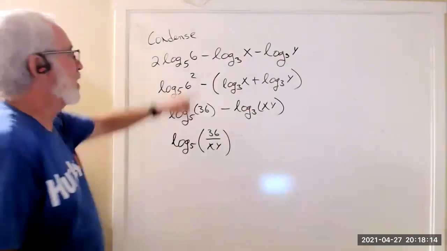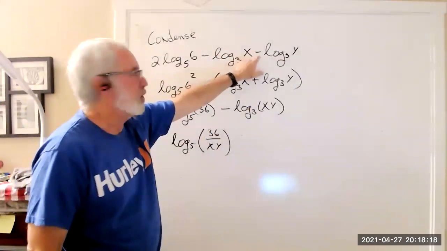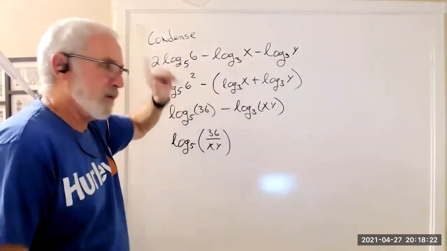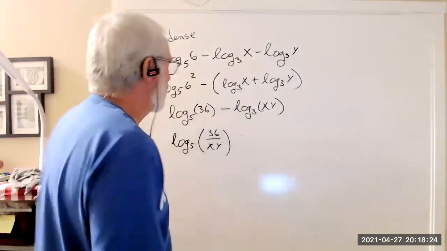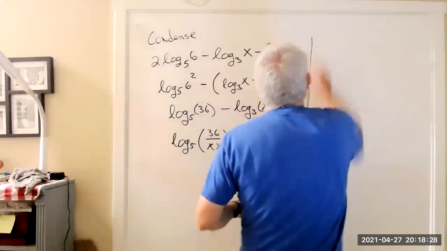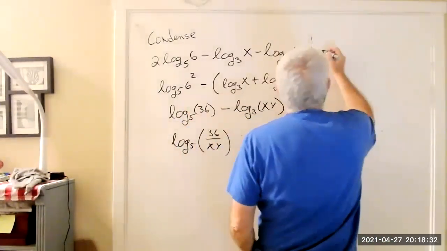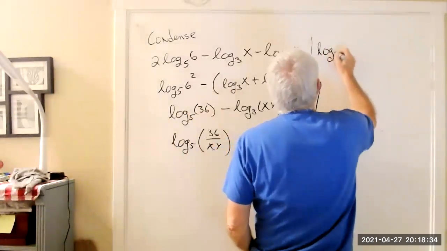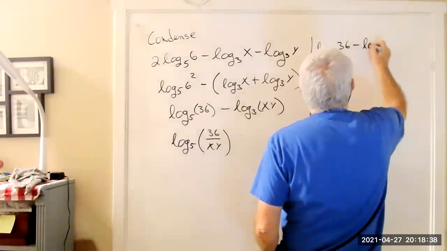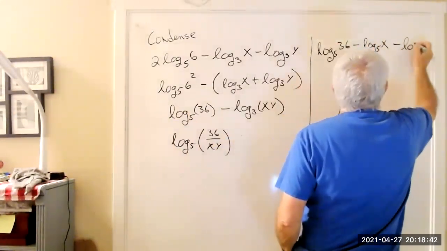The tricky part here is how in the world are you, the student, going to remember to factor out a negative? Well, I'll show you in a minute. All right. So what if we did this? Log base 5 of 36 minus log base 5 of x minus log.